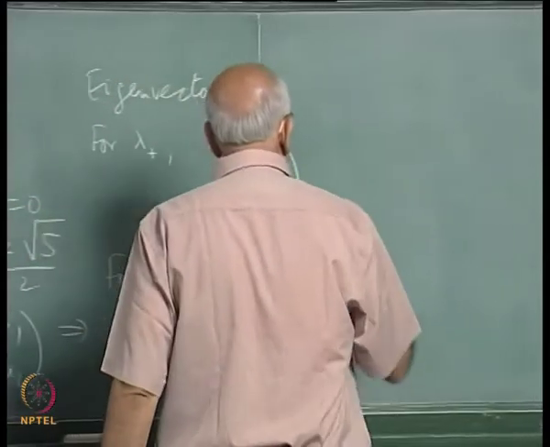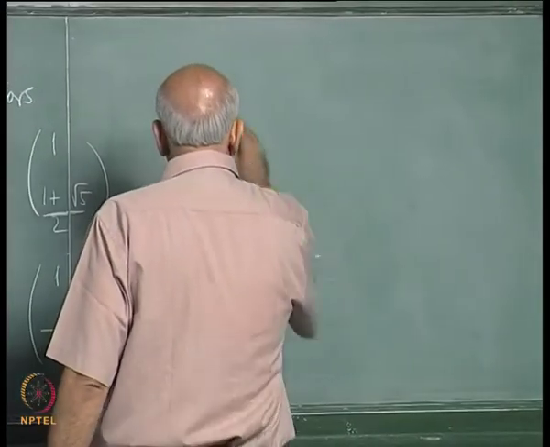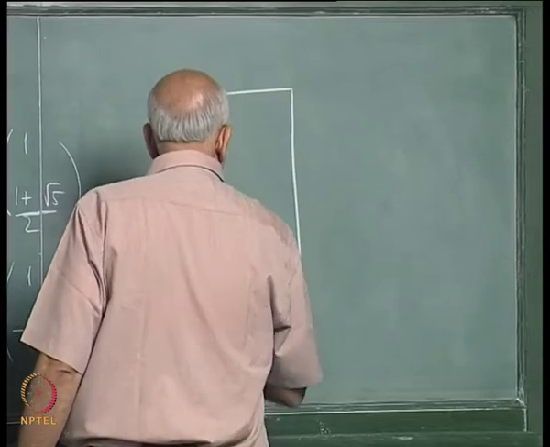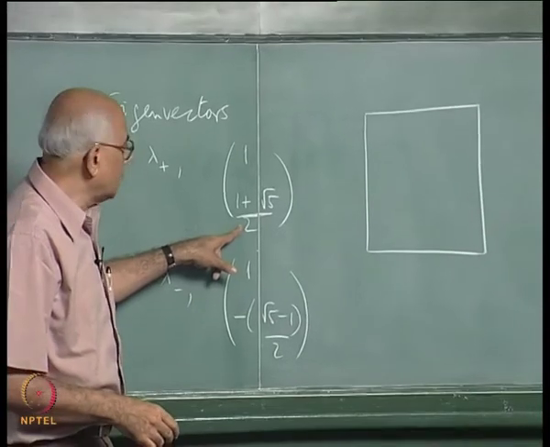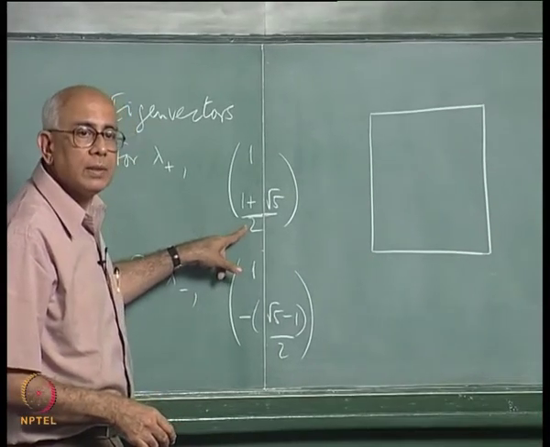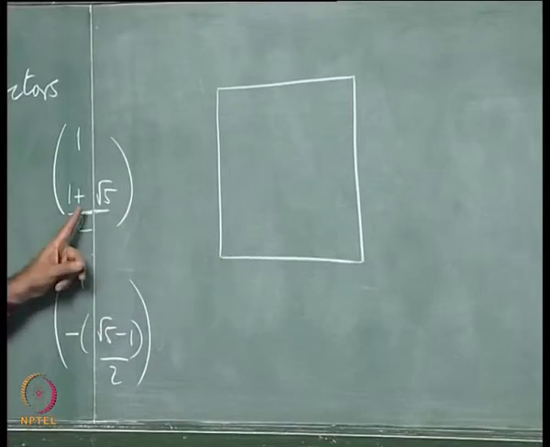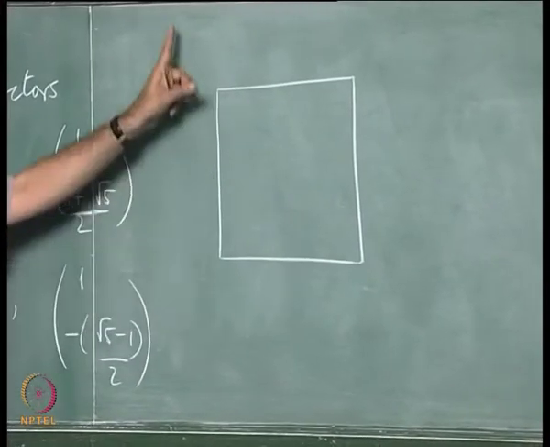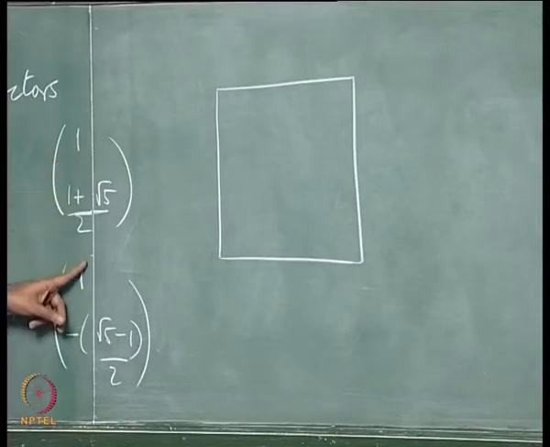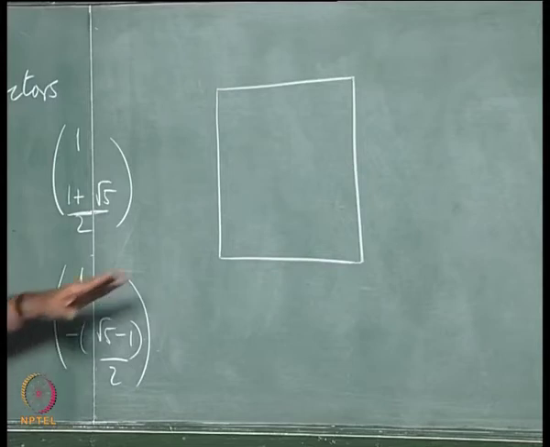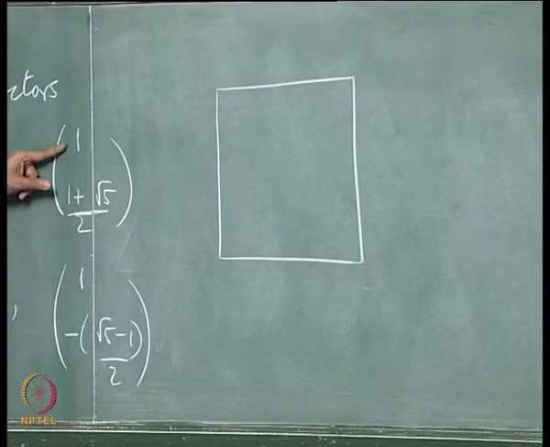Now we can easily check out what it looks like. So here is the unit square, and let us look at this eigen direction. In what direction is this relative to this? This is the x direction and that is the y direction. This corresponds to x and that corresponds to y. So a unit vector with these as the x and y components would make an angle with the x axis which is the tan inverse of 1 plus root 5 over 2 divided by 1.